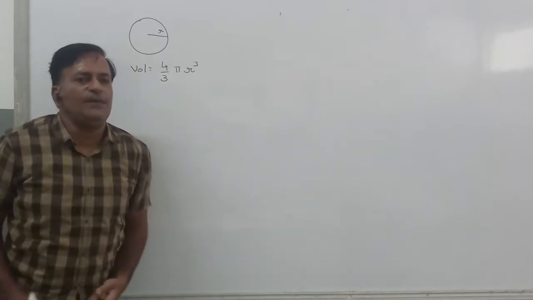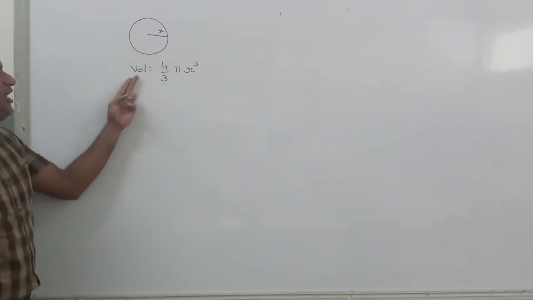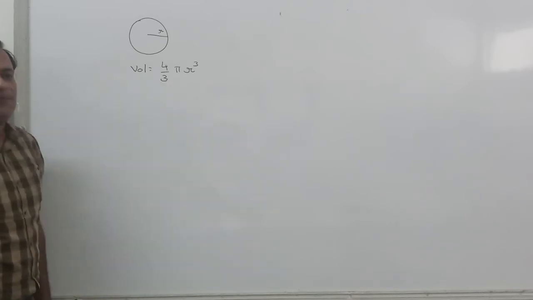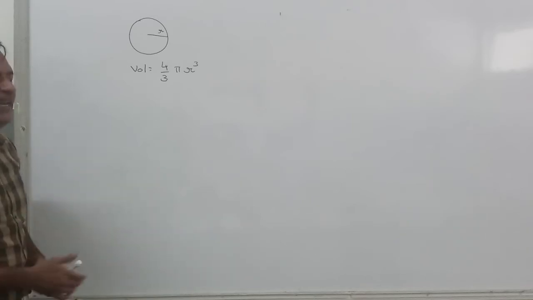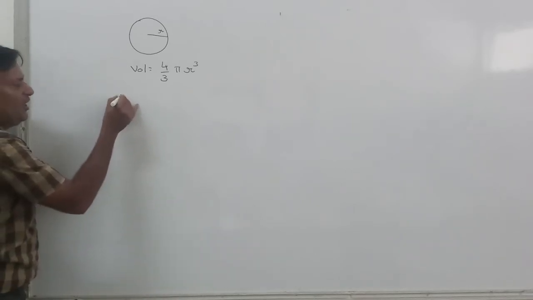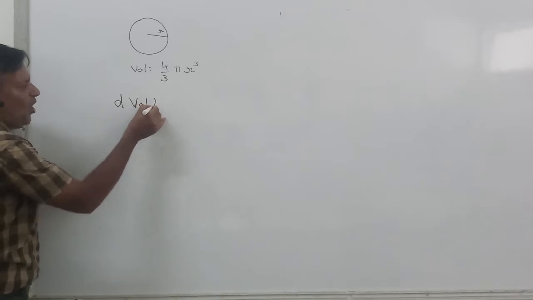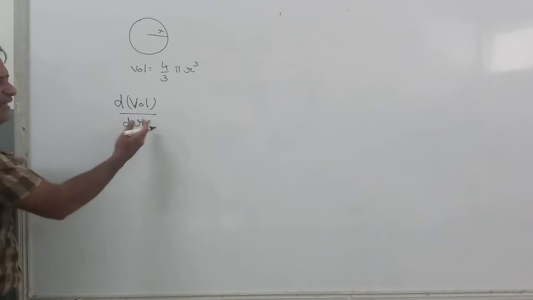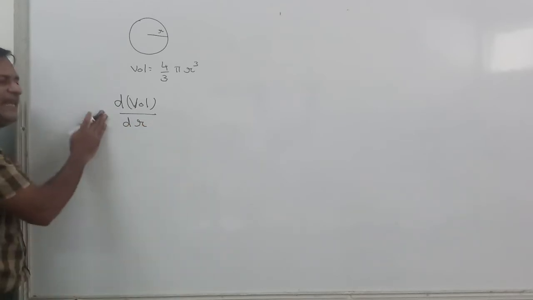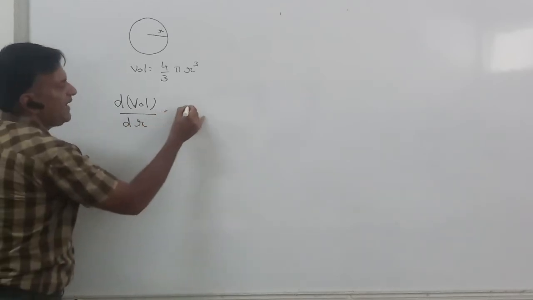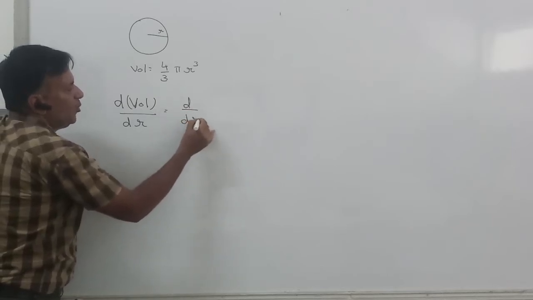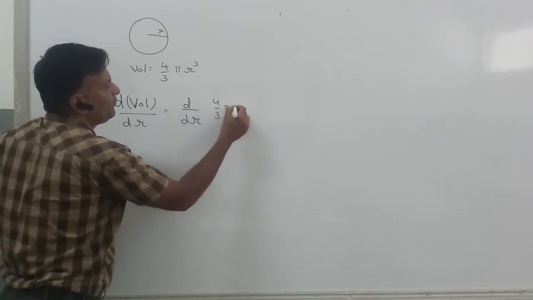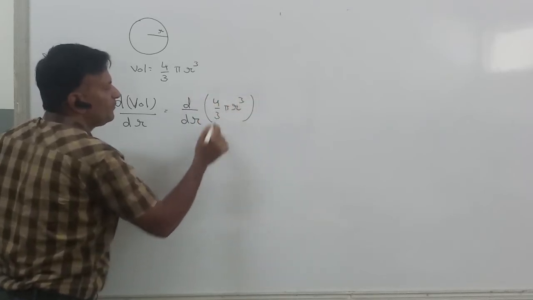I am repeating the question. What will be the change in volume of the balloon if the radius of the balloon is changed? How do we write it in the language of mathematics? Change in volume of the balloon with respect to change in the radius. This is how we write it. Now what is the volume of the balloon? Volume of the balloon is 4 by 3 pi r cube.